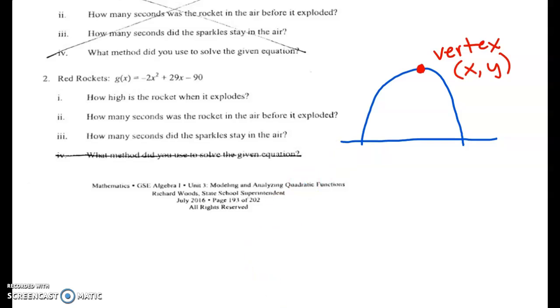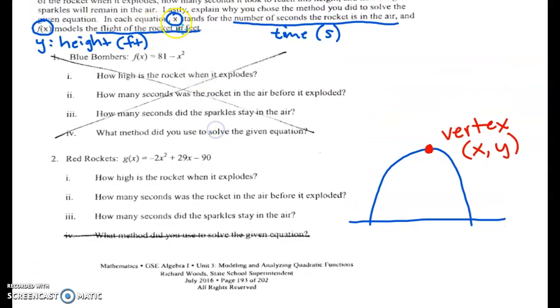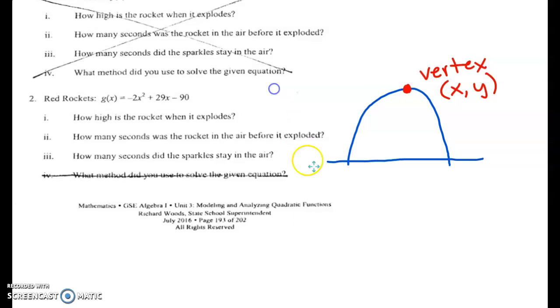So in the equation, it talked about what the x and the y was. Let's review that. X is the time in seconds. Y is the height in feet. So x is time, y is height. Let's go ahead and write that so we remember. x is time, y is height of the firework.